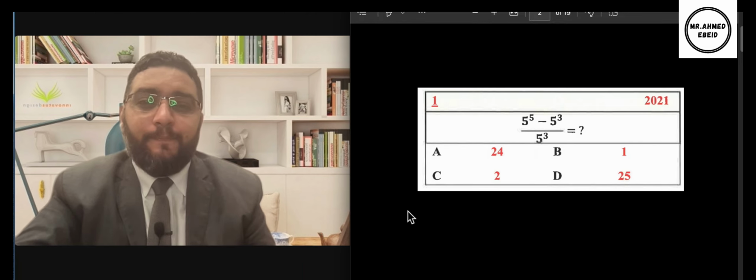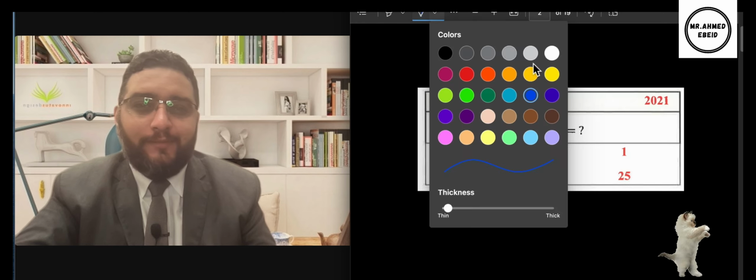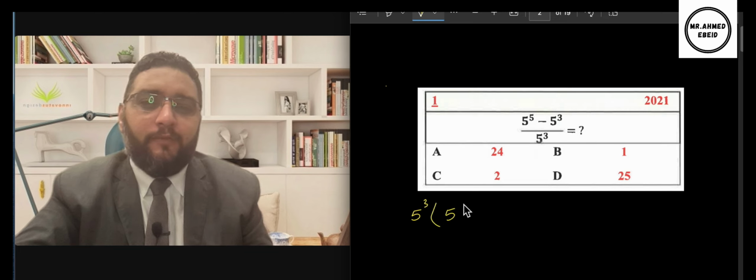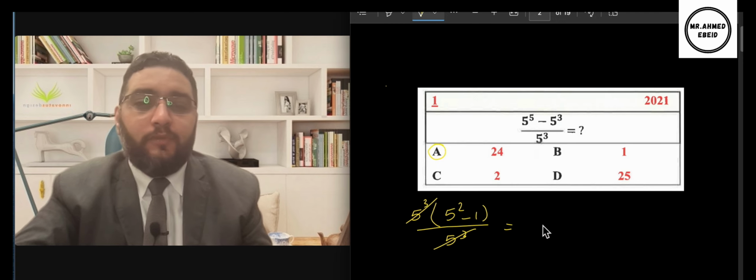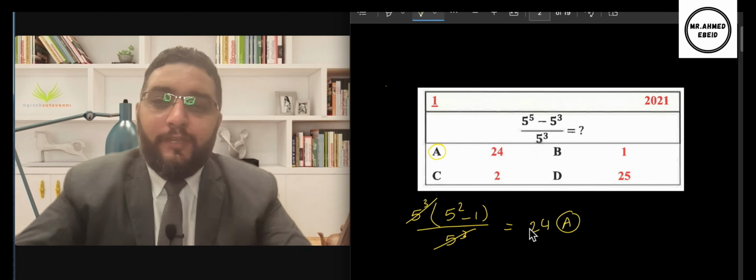So it will be 5 raised to the power of 3 as a common factor. So it will be 5 squared minus 1 over 5 raised to the power of 3. Cancel. So we have 25 minus 1, which equals 24. So the answer is A. Let's move to the next question.